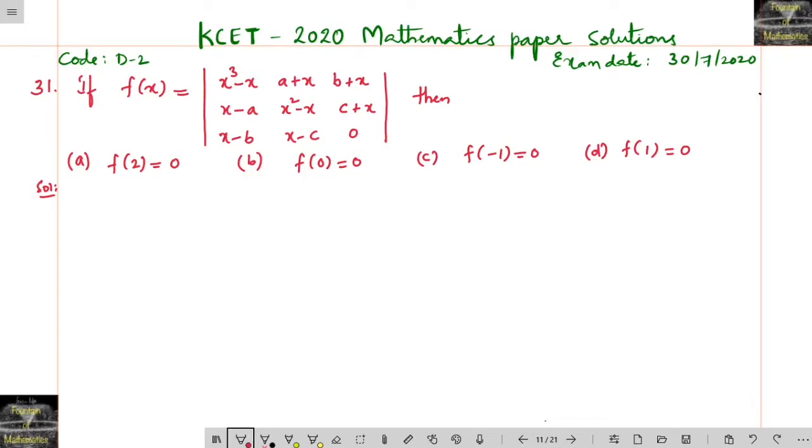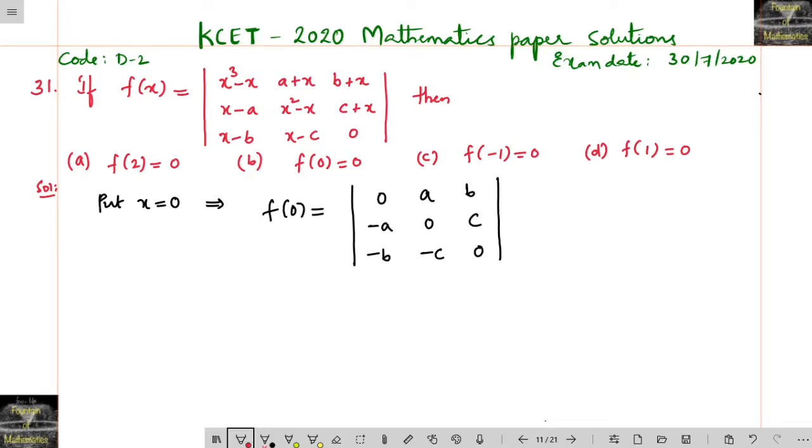So for quickly solving, just to verify it, put x is equal to 0, because this is one of the simple things where we can verify it quickly. Put x is equal to 0 and let's check whether it will be correct or wrong. So we will be getting f of 0 is equal to the determinant of 0 cube minus 0, 0, a plus 0, a; b plus 0, b, 0 minus a, minus a, this is 0 minus 0, 0, c plus 0, c; 0 minus b, minus b, 0 minus c, minus c, and here 0.